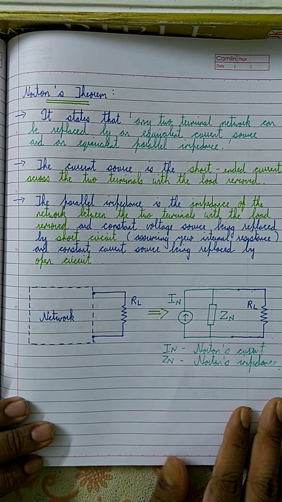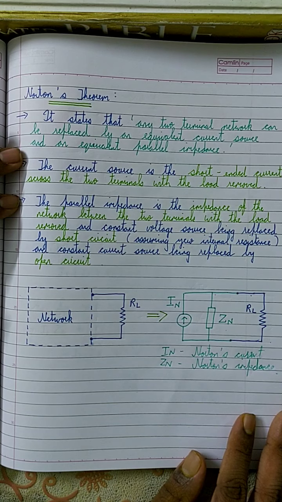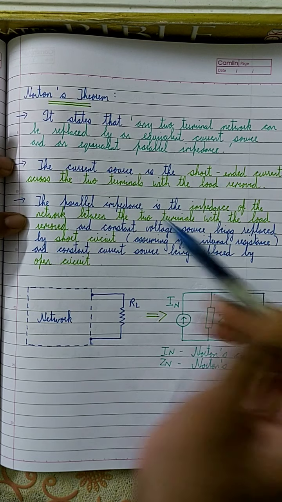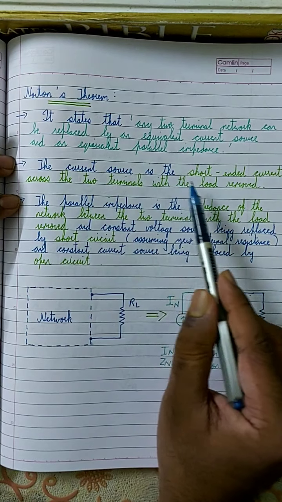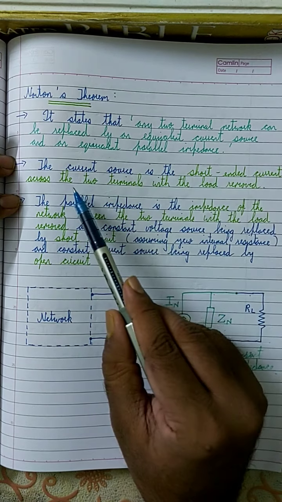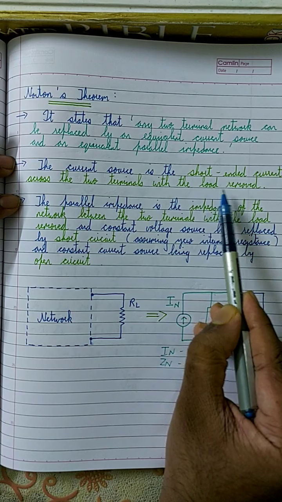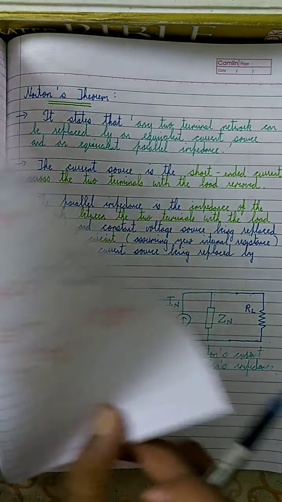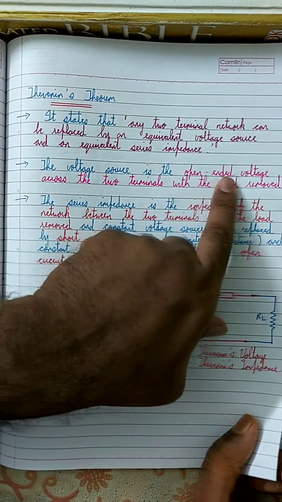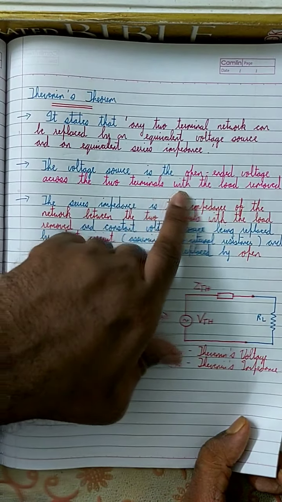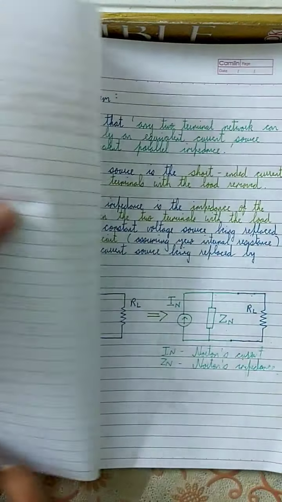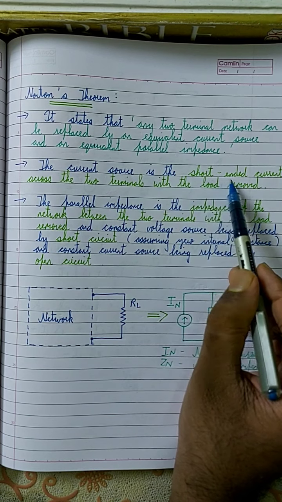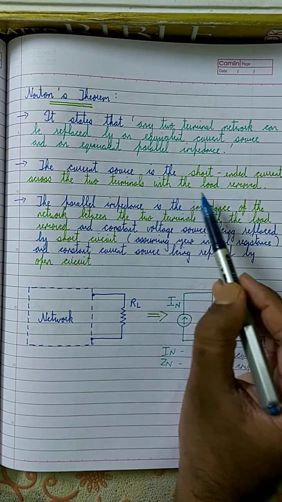Exactly the same. Now, how do we find the value of the current source, the Norton's current? Just look at the statement. The current source is the short-ended current across the terminal with the load removed. How do we find Thevenin's voltage? It is the open-ended voltage across the terminal with the load removed. But if you want to find the current source, or Norton's current, it is the short-ended current across the two terminals with the load removed.